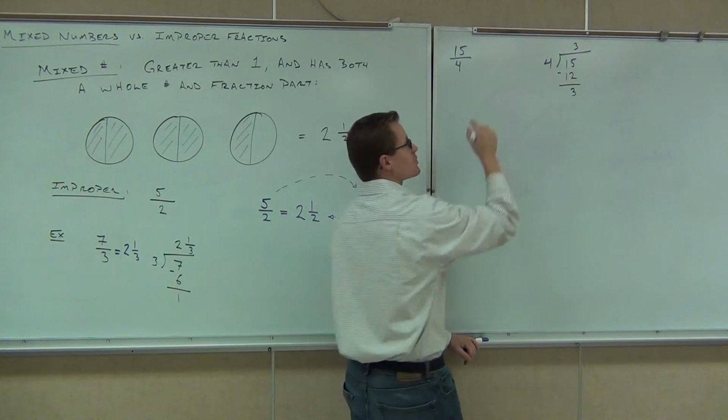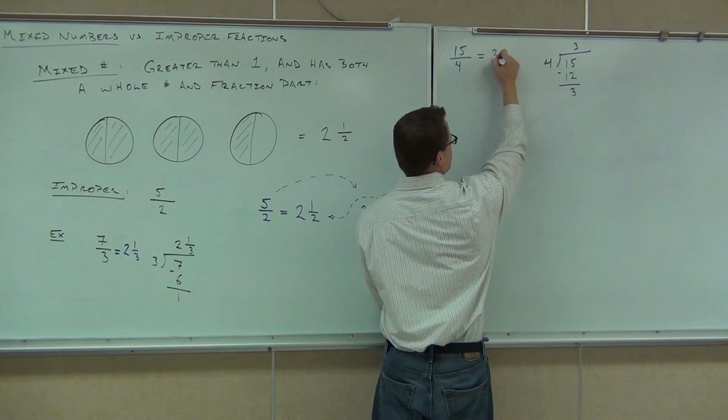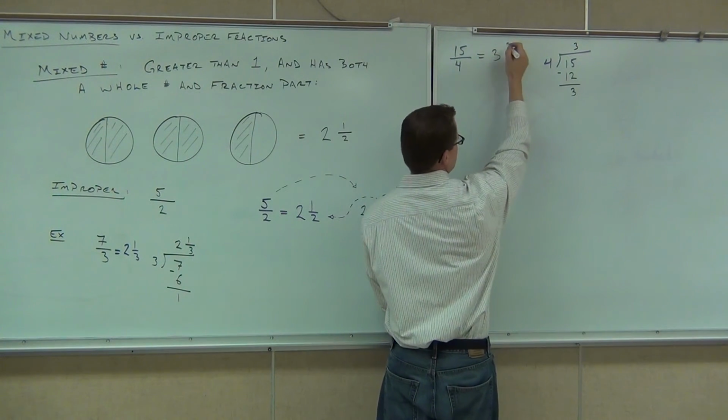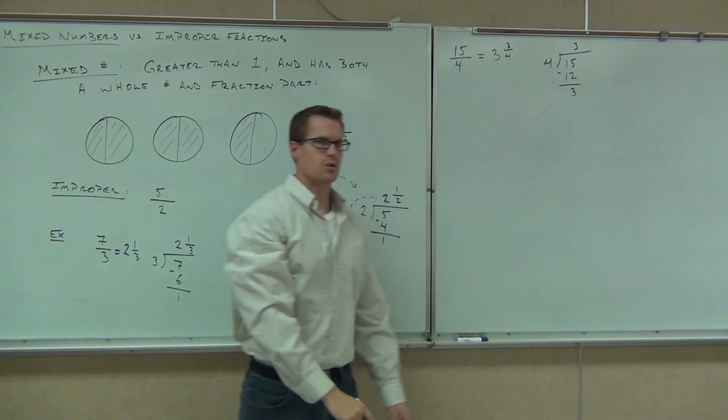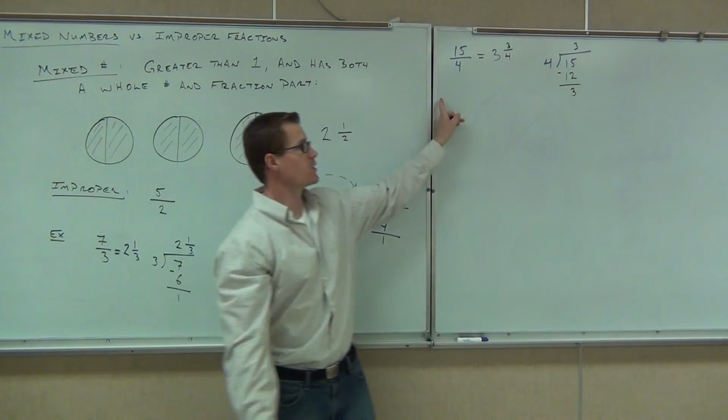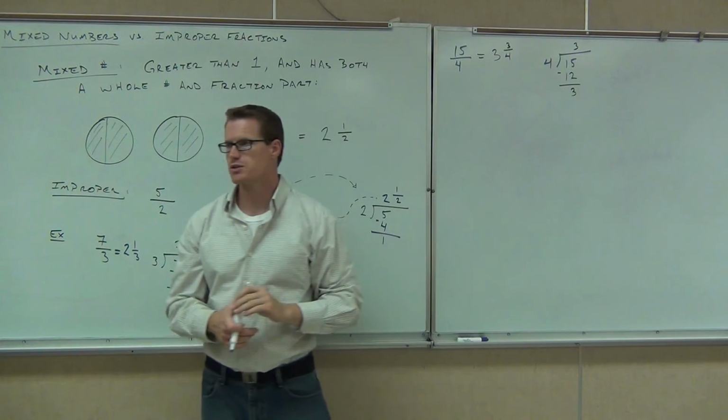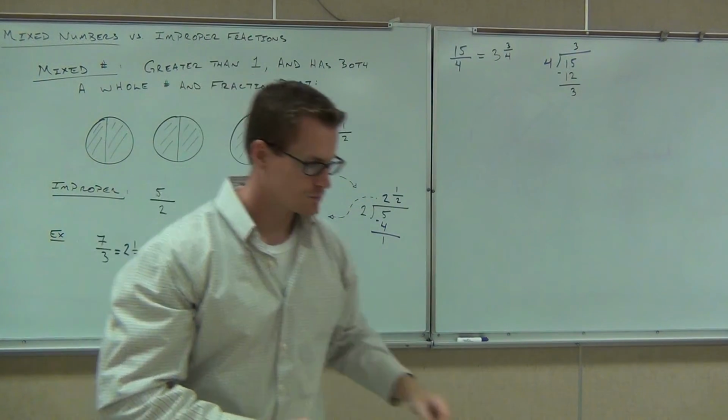It's a way to check your answer. You should get, well, the whole number goes for sure, and our remainder goes here for sure. Our denominator will not change. So if it's over 4 here, it will be over 4 there. That won't change. So 3 3/4, that's it.